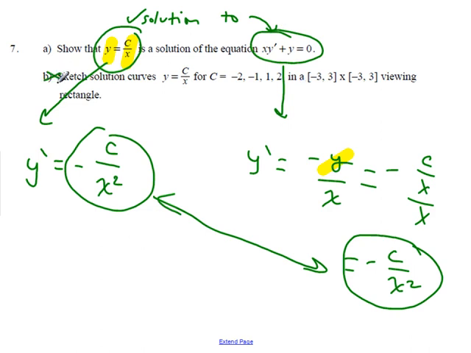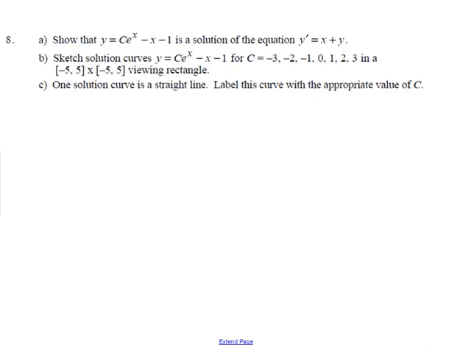We're not going to do B. Okay, so some more examples. We want to show this is a solution to that. We're not going to do B and C. We can play with that in class, or play with that as you're doing your problems.